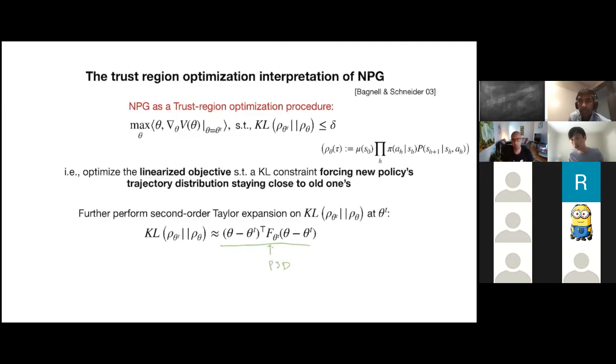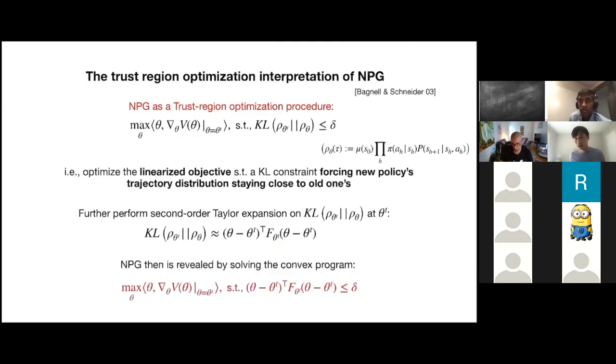So this is a PSD matrix, and now you get a new metric. This is a local metric in the sense that your Fisher information matrix changes based on where you are, but this is a valid metric. It is symmetric, and the Fisher information matrix is positive semi-definite at least. Now just replace your KL constraint by this new symmetric distance, and solve this program that has a linear objective function and a convex quadratic constraint. If you do that, you will actually reveal the NPG update procedure.